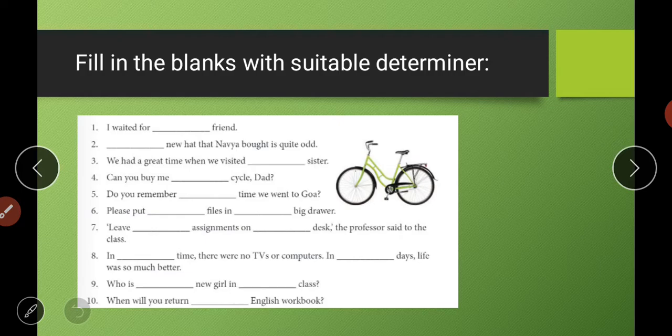So next is, who is dash new girl in the dash class? So for the ninth one, "Who is the new girl in the class?" is the right answer here. I hope you understood it.